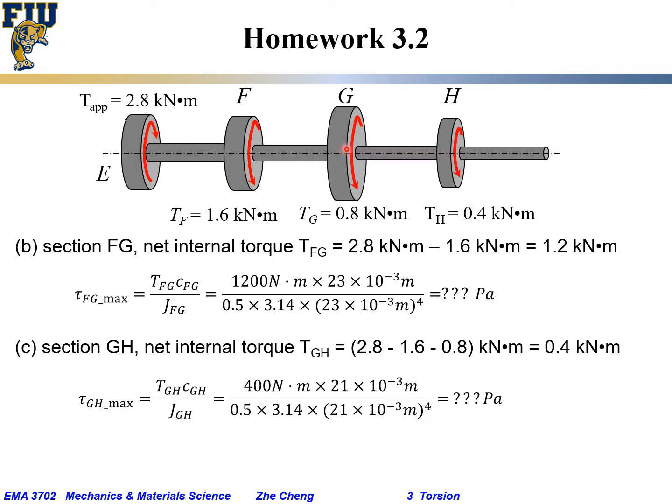Finally, for section GH, same. We must first determine the net internal torque TGH. You can go from the left, then it would be 2.8 goes one way, both 1.6 and 0.8 go the other way. So 2.8 minus 1.6 minus 0.8 would be 0.4 kilonewton meter, going the other way. Or you can just cut from the same location, but look from the right side.